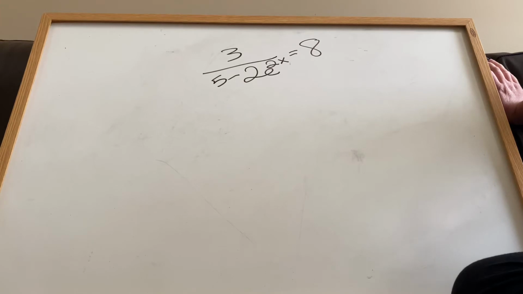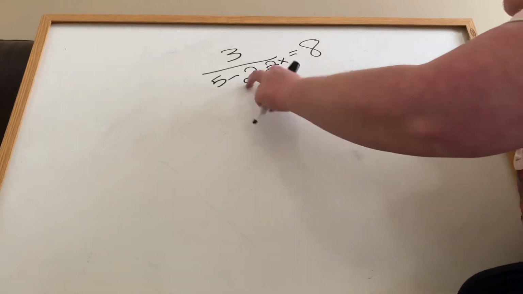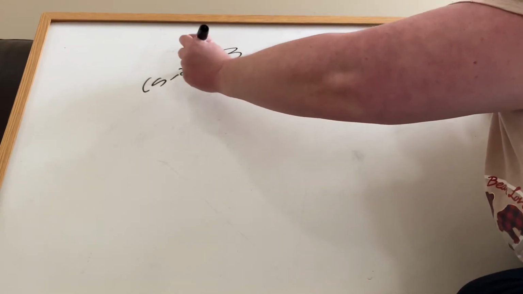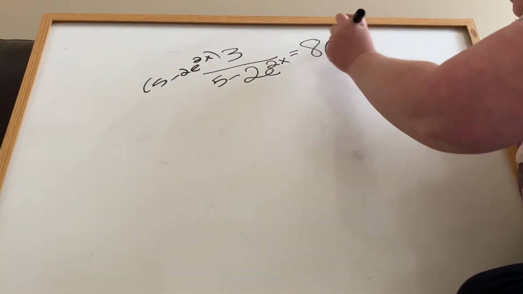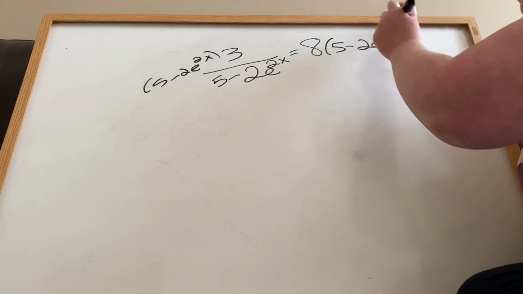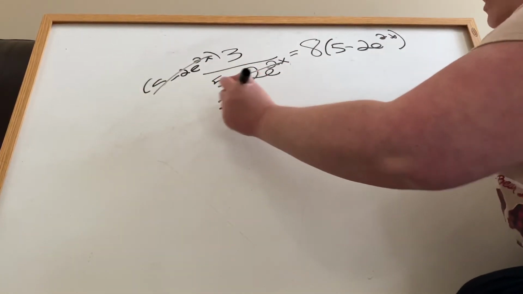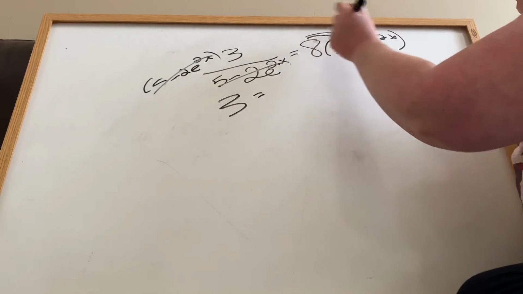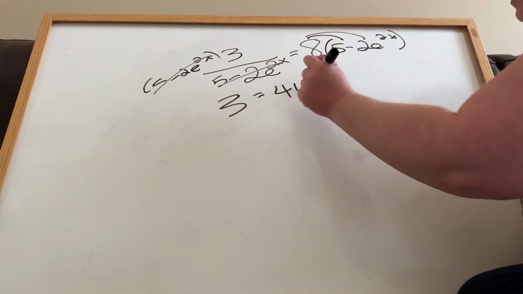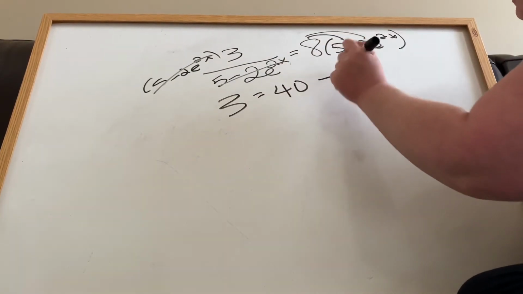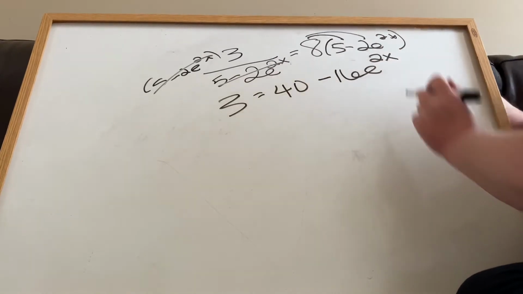The way that you're going to do that is you need to multiply both sides by the entire bottom portion. Kind of like when we're solving for x, when we did type 2 and type 3, and we had to multiply that bottom part over to get it out of the bottom. It's the same concept. So you want to multiply by that mess there. Here it'll cross out, you have 3. This side you're going to distribute your 8, so then you're looking at 40 minus 16e to the 2x.